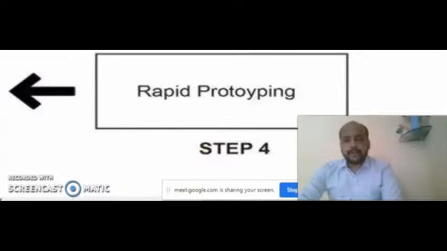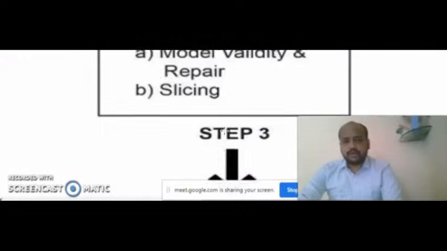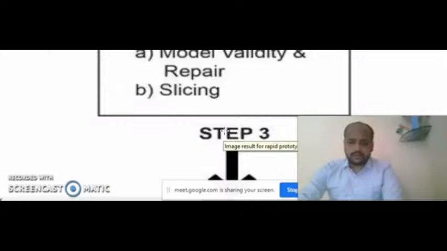But before going for the printing, you have to validate the model, you have to repair it, and you have to slice it in the CAD software itself, because slicing functions are available in almost all CAD software. Cut function is there, divide function is there, delete function is there. The different functions are available in different software, but their meaning is slicing.